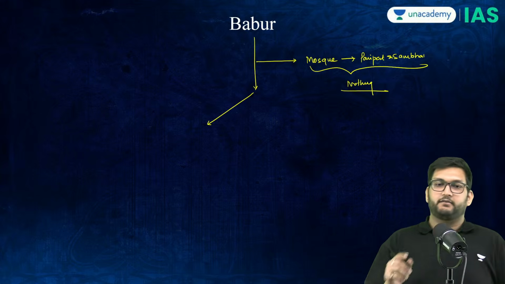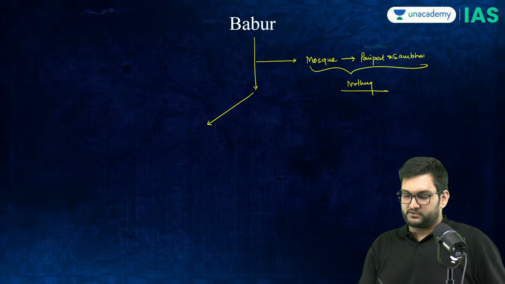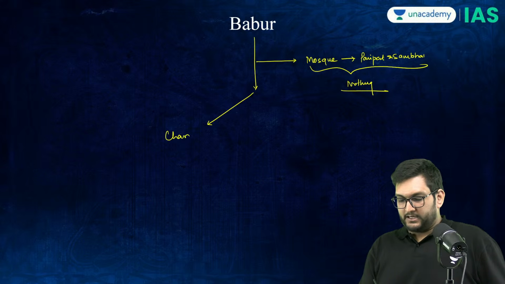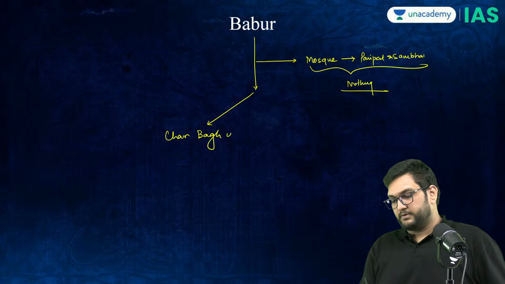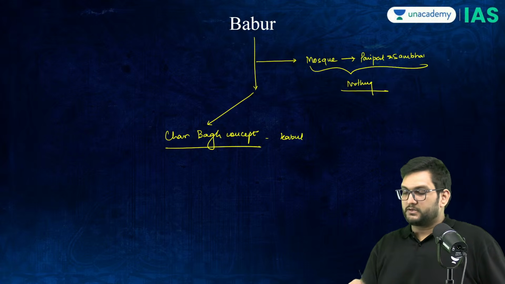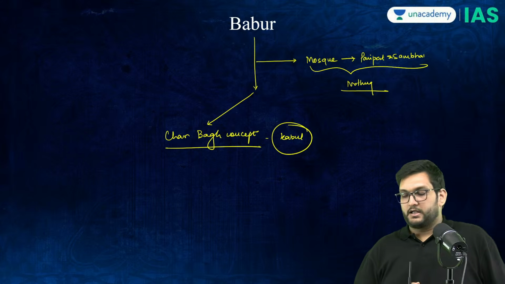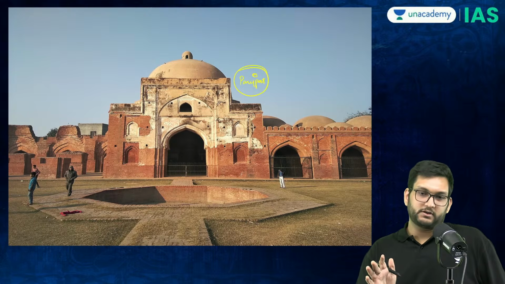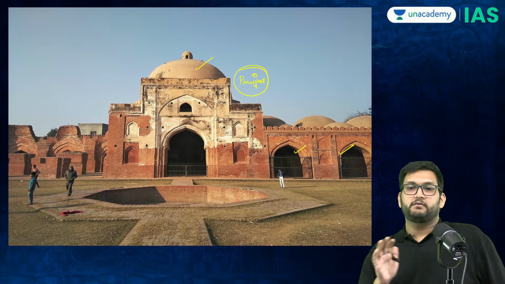But his one concept is important, which is called Char Bagh. The Char Bagh concept was introduced first in Kabul and then in multiple parts of India also. Babur's Panipat Mosque has nothing out of the box. Standard arches, standard dome, nothing which is architecturally important.